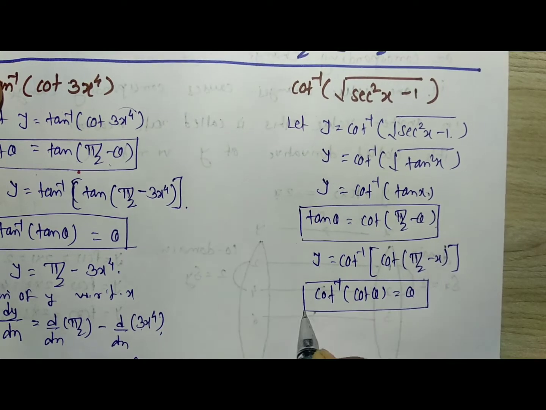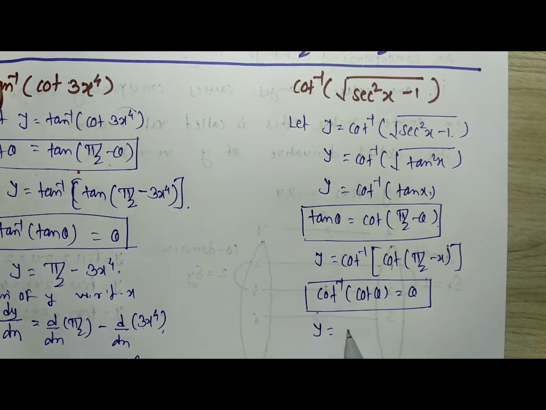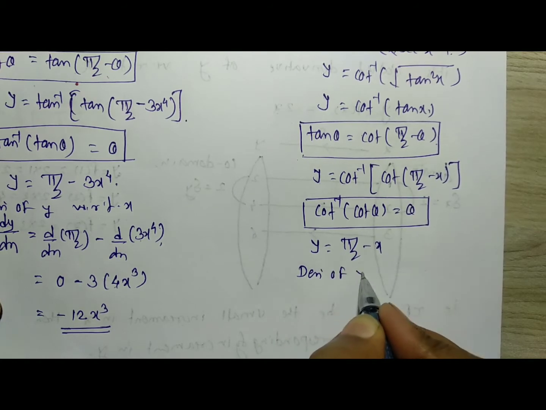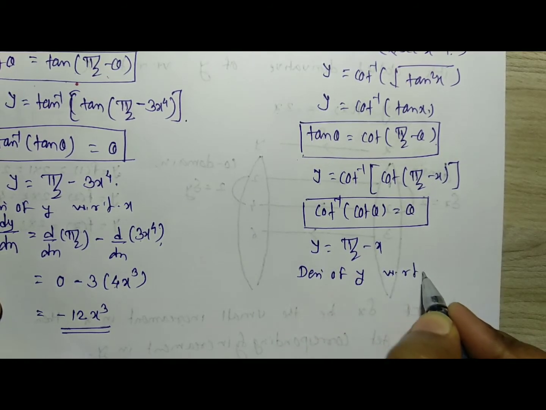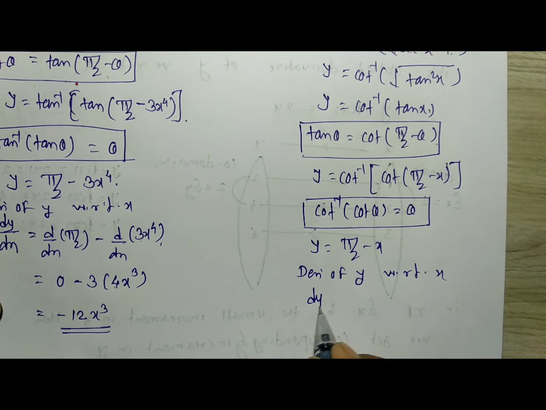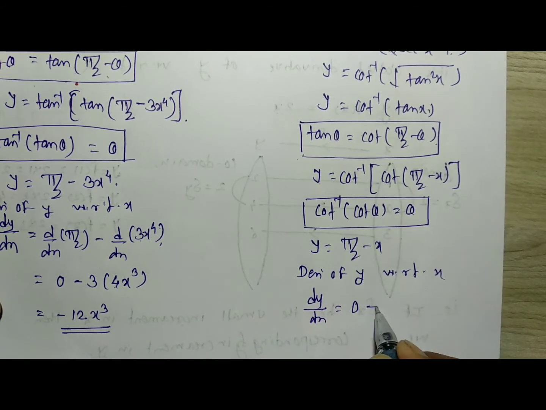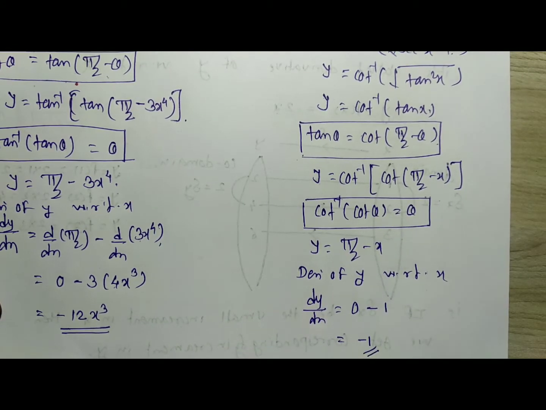By using this formula, you will get y is equal to pi by 2 minus x. y is a function of x, therefore the derivative of y with respect to x, dy by dx, is equal to the derivative of pi by 2, which is 0, minus x having the derivative 1, and therefore the answer is minus 1.